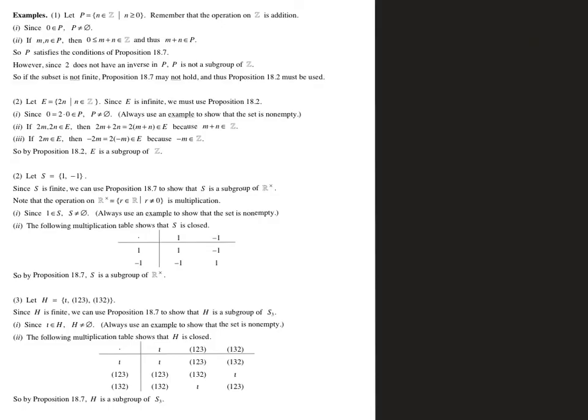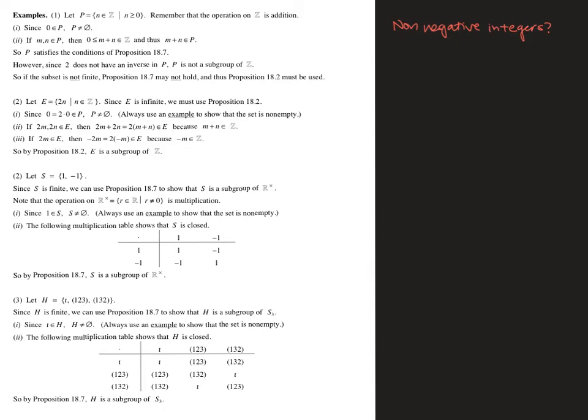Let's look at some examples of subgroups and some non-examples of subgroups. All right, first let's look at the non-negative integers. Notice that this is not a finite subset of the integers, and so we're going to have to use the longer proposition. We can't just check that it's closed under multiplication. We've also got to check for inverses.